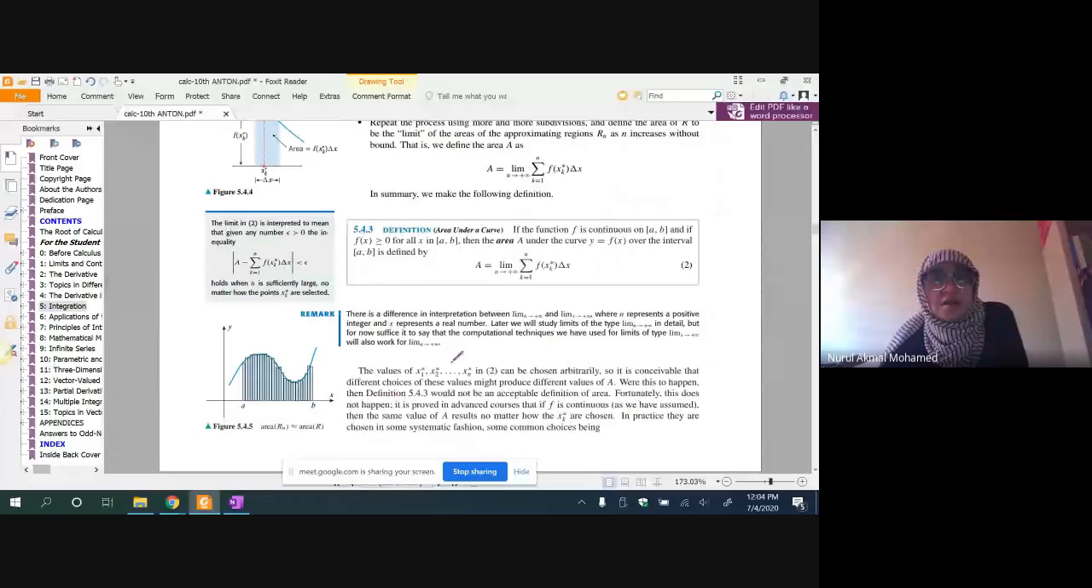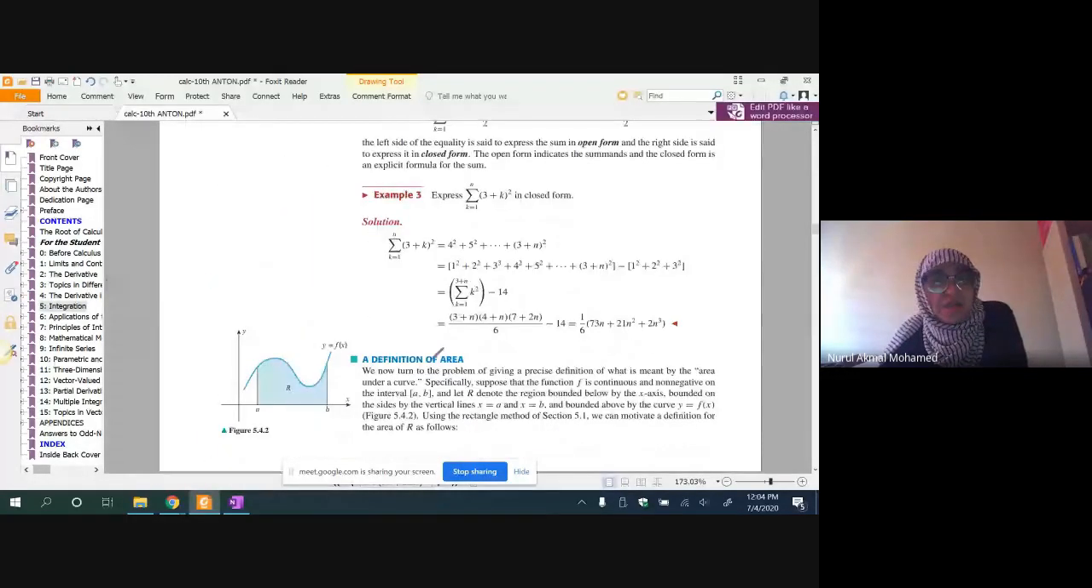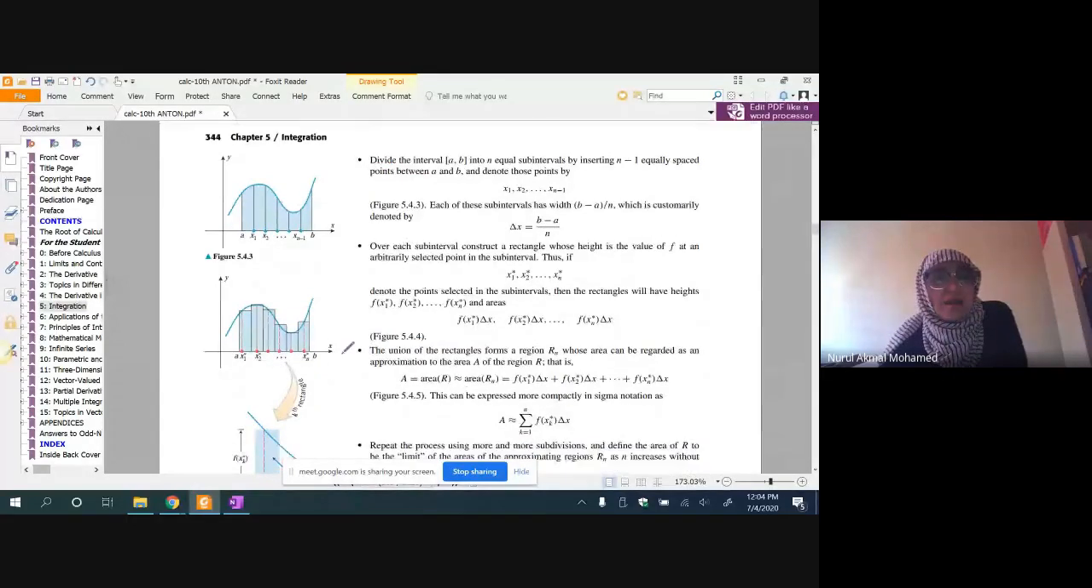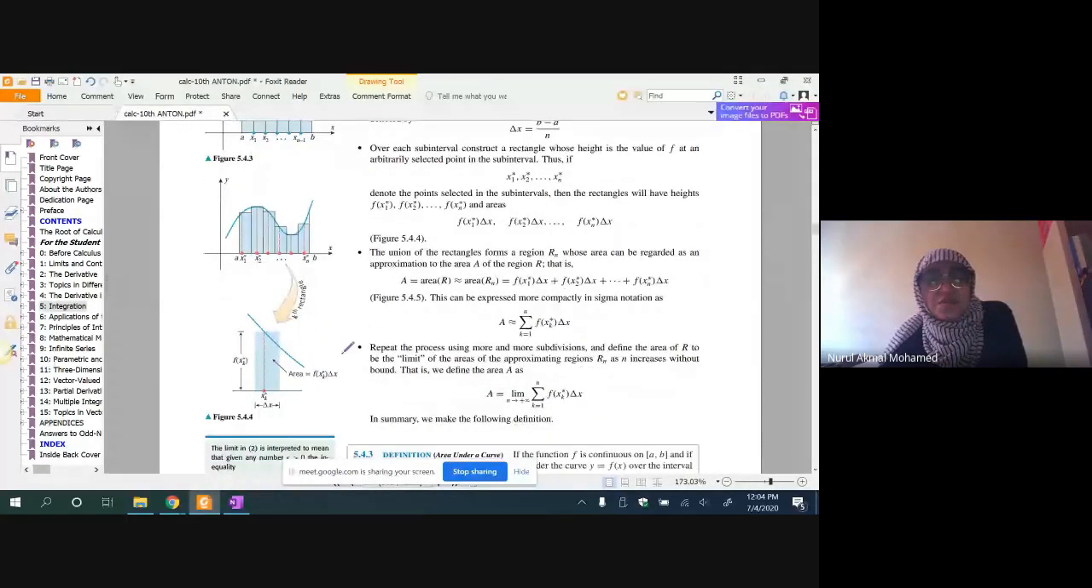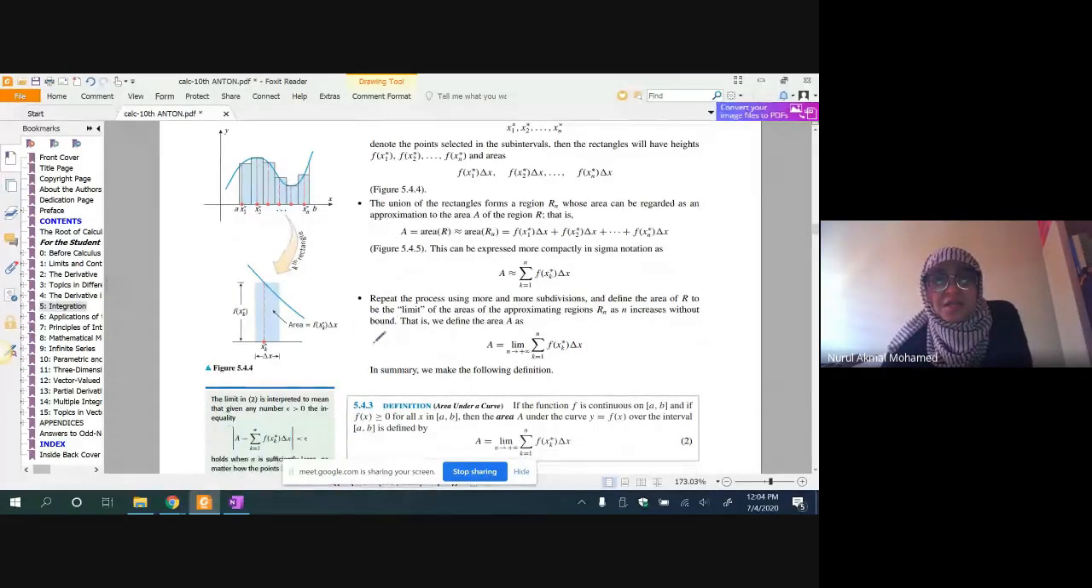I think that's all for today. We will start again with the definition of the area. I think this is something that I've taught during the first part of our class today. It's just repetition.